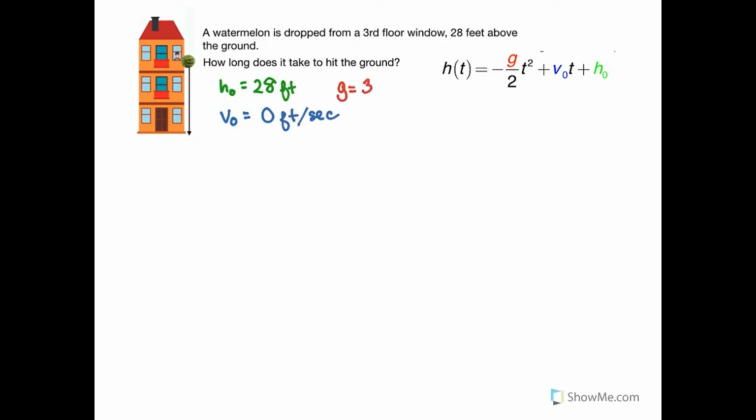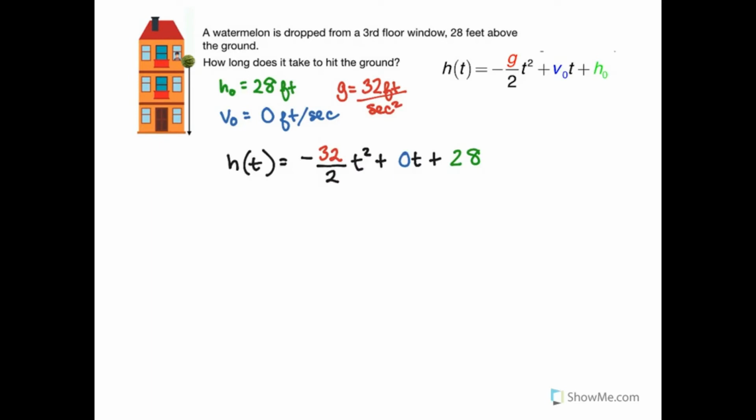A watermelon is dropped from a third-floor window 28 feet above the ground. How long does it take to hit the ground? This is motion straight down, so we're going to use the basic equation and fill in the values. I know the initial height of the watermelon is 28 feet. That's given to me in the problem. Since the watermelon is just dropped and not thrown, the initial velocity is 0 feet per second. And since we're measuring in feet, we're using g equal to 32 feet per second squared.